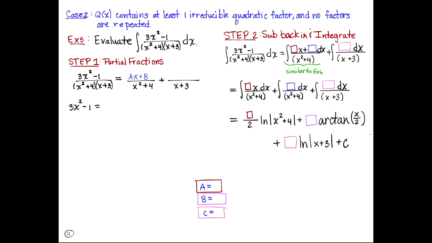And then when the denominator is linear, then 1 degree less than that would be a constant. So in this numerator, we have plus c. Same way algebraically that we did in the previous example. We want to multiply both sides of this equation through by the x squared plus 4 times x plus 3. And so on the left-hand side, we're just left with the numerator, 3x squared minus 1. On the right-hand side, the x squared plus 4's will cancel out, and we'll be left with ax plus b times x plus 3 plus c, and now the x plus 3's cancel out, and we're left with x squared plus 4.